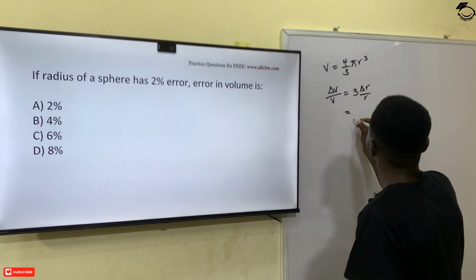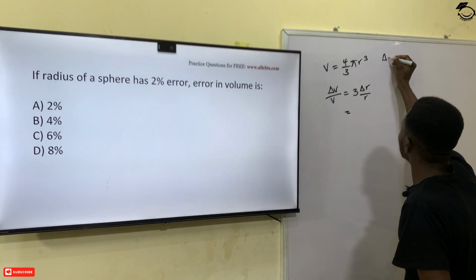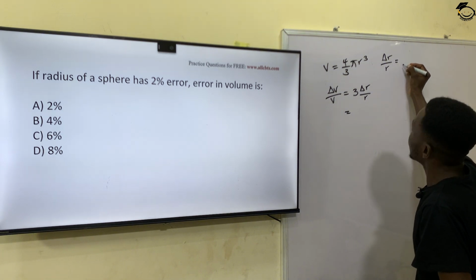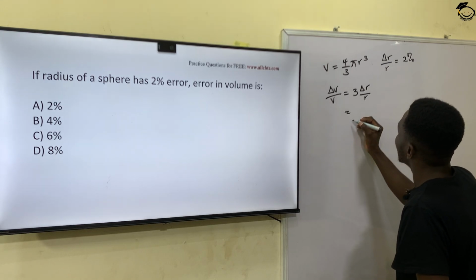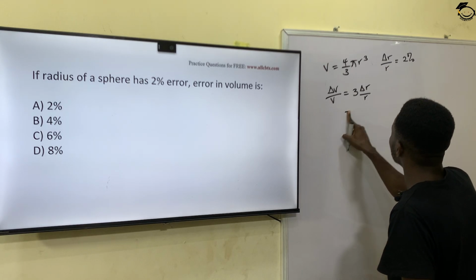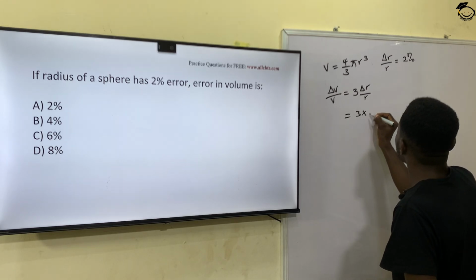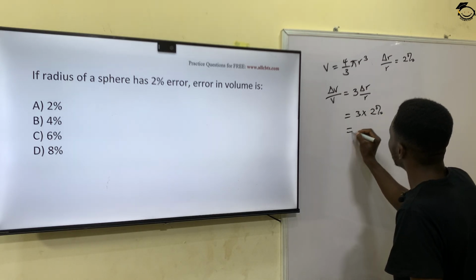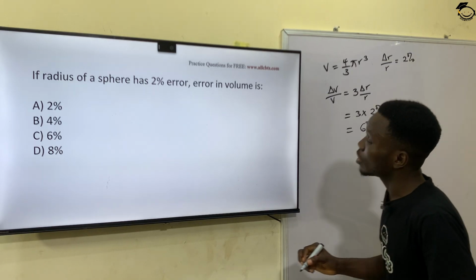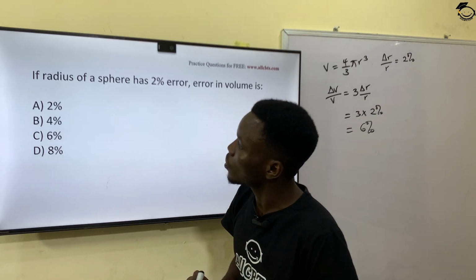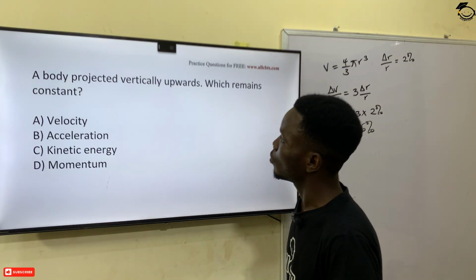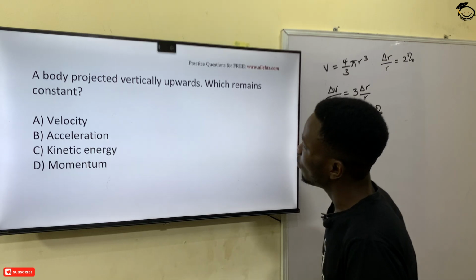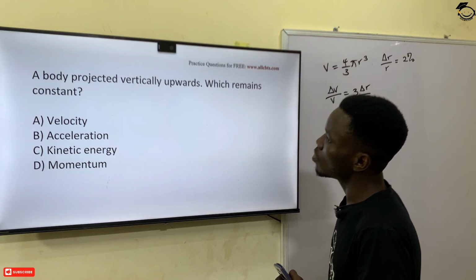So we know that my change in radius over the radius here is the same as the percentage I was given, which is what? 2%. It means that my percentage change in volume therefore will be equal to 3 times 2%, which will give me 6%. So it means that the correct answer to this question is option C, which is 6%. So that takes us to the next question, which is a body projected vertically upward, which remains constant.